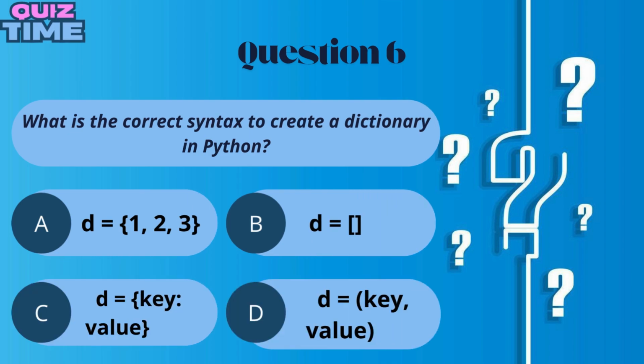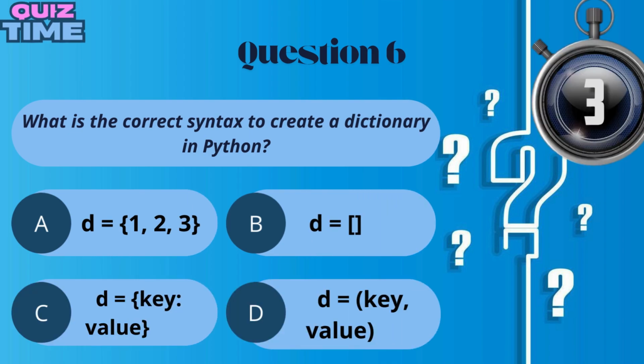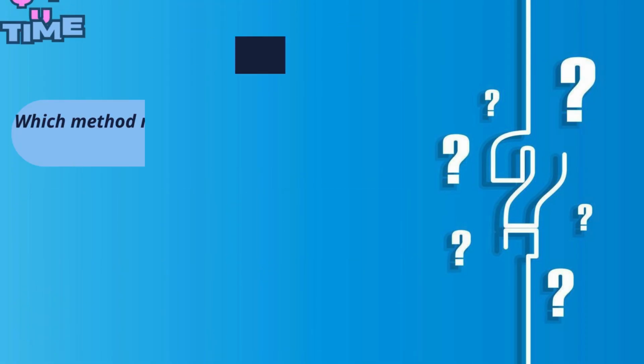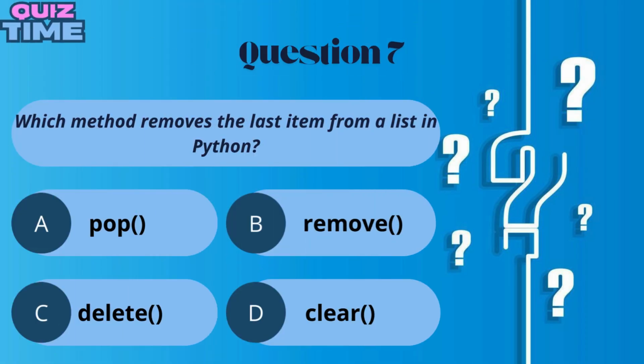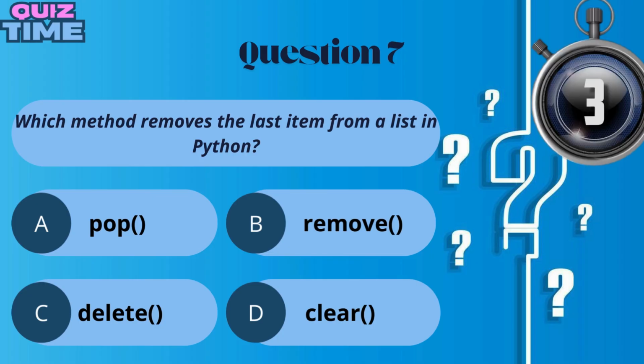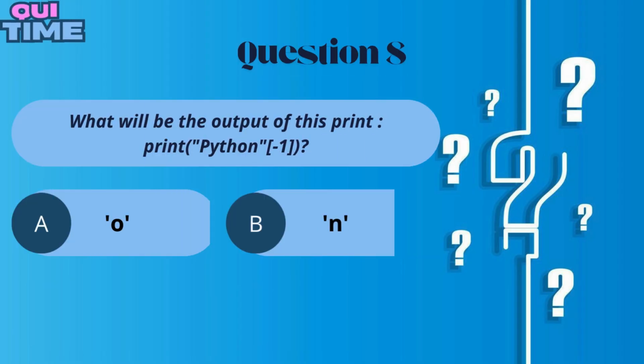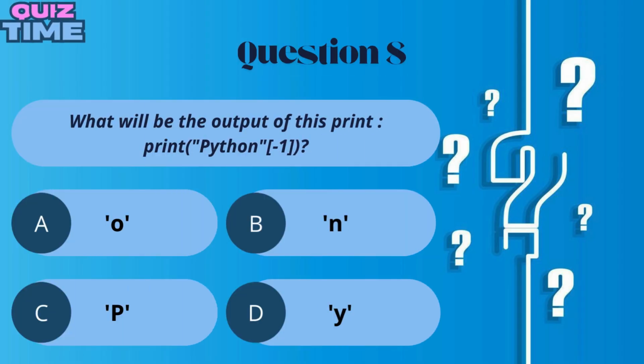Question 6. What is the correct syntax to create a dictionary in Python? The correct answer is D. Question 7. Which method removes the last item from a list in Python? The correct answer is A. Pop. Question 8. What will be the output of this print?